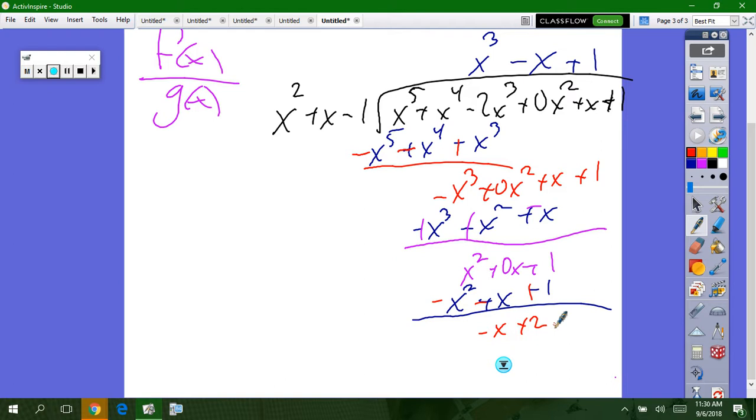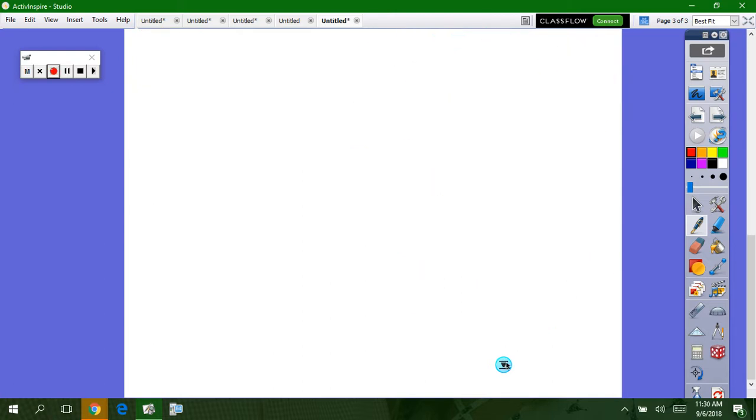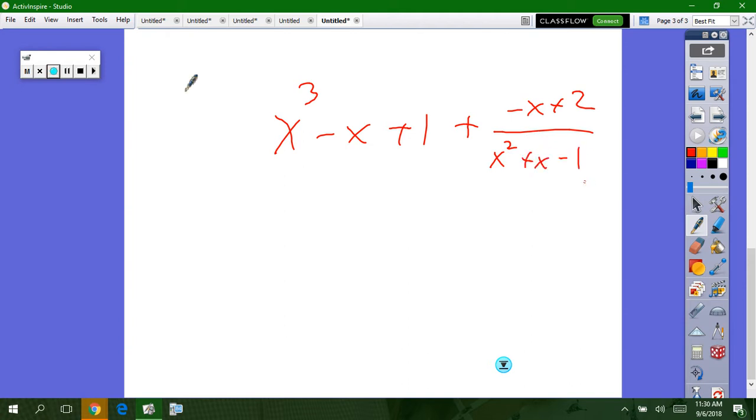Can x squared go into x? No. I mean, I could times it by 1 over x, but yeah, I'm not going to. So I can't go into it anymore, so that's my remainder. So how am I going to write this? So you guys have this down that you can at least write out for me, right? So it is x cubed plus x or minus x? Minus x plus 1 plus, what was our remainder? Negative x plus 2 over x squared plus x minus 1. That would be our answer of f of x divided by g of x.